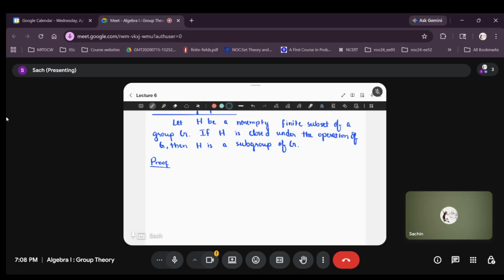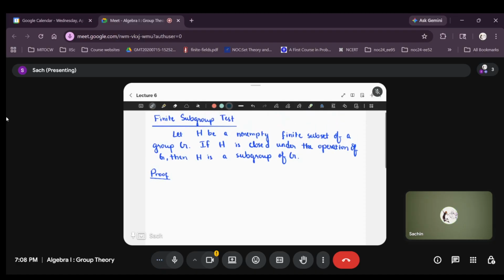Then, if we show that every element has an inverse and it is closed, then obviously identity will be there since the set is non-empty. So we don't have to care about the identity also. In the two-step subgroup test, we cared about closure and existence of inverse. What I am saying is, in a finite set, closure will assure that inverse exists. How do I show that from closure we can prove that an inverse will always exist within the set?